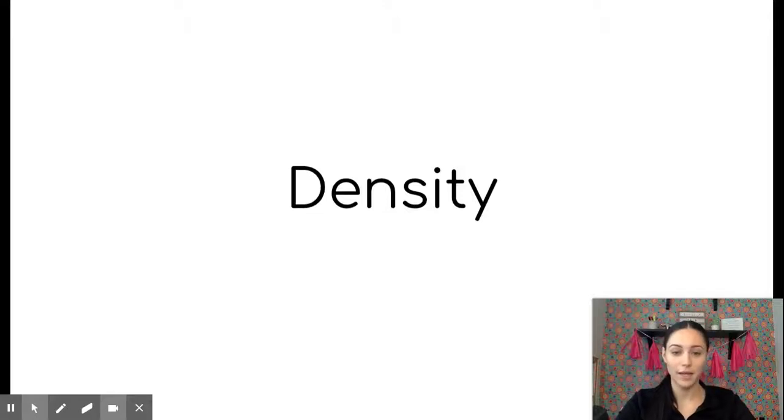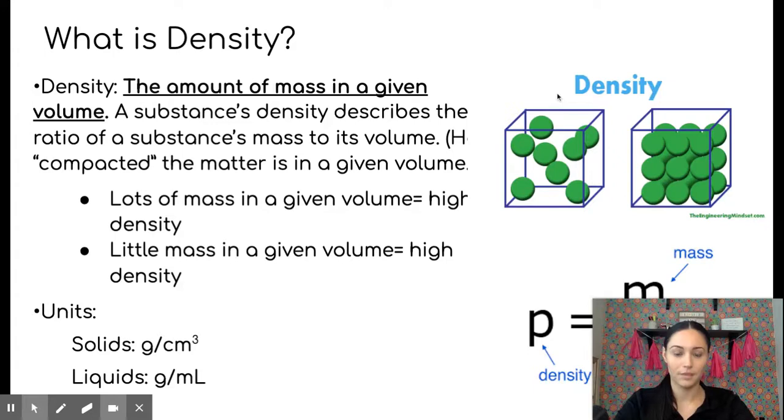Hi everyone, today we will be talking about density. So density is the property of matter that describes the amount of mass in a given volume. We can think of this as the ratio or the relationship between a substance's mass and its volume.